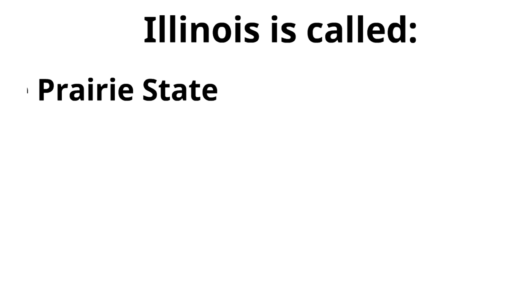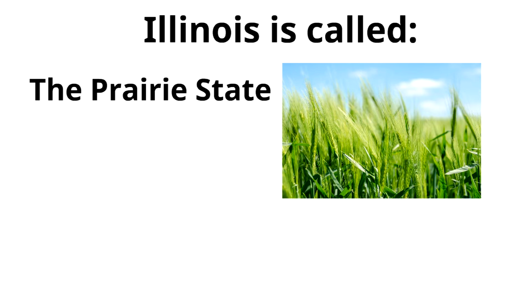Illinois is called the Prairie State. Do you have any idea why it might be called the Prairie State? Well, most of the land in Illinois is very flat and there are tons of farms. That's why it's called the Prairie State.